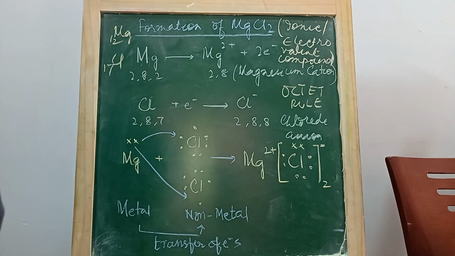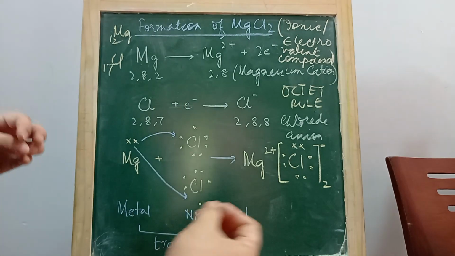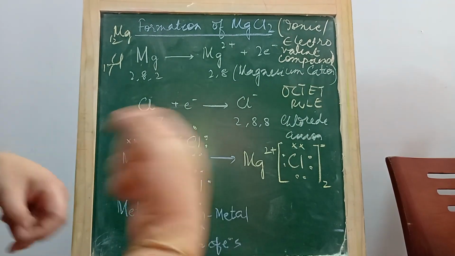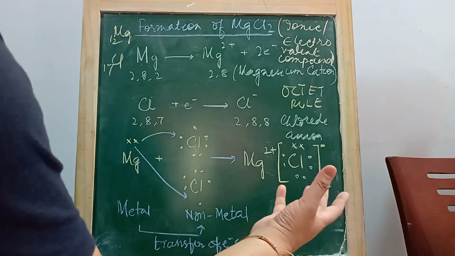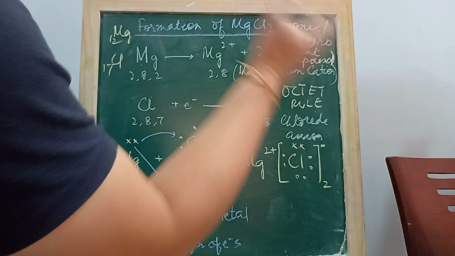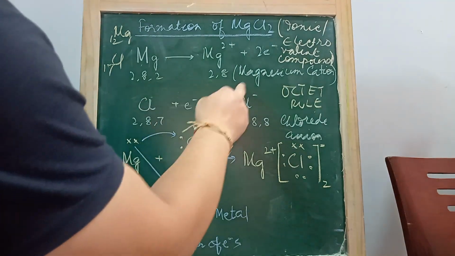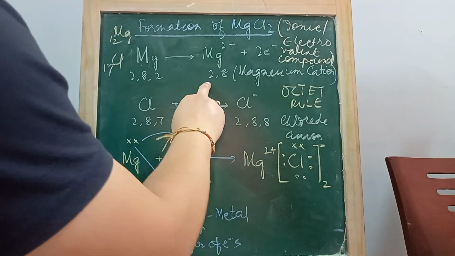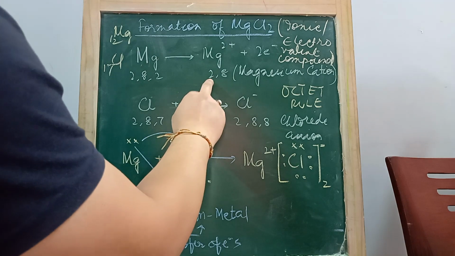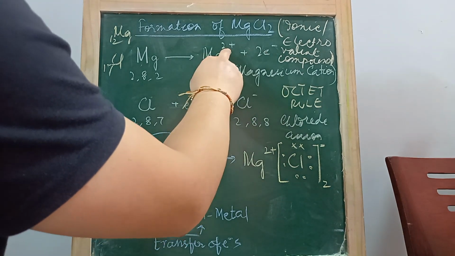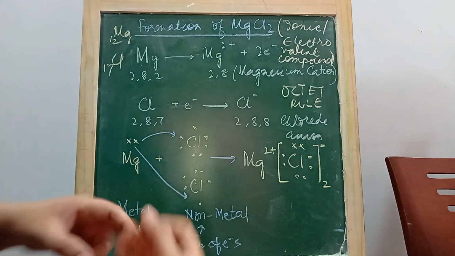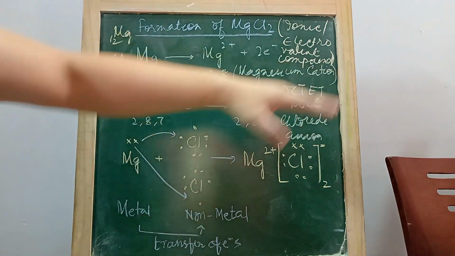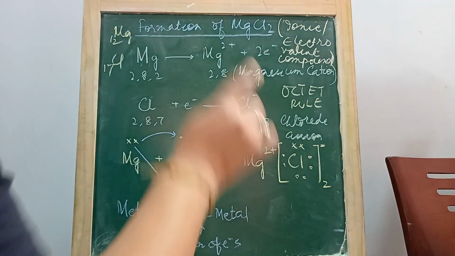So what does nature follow? Nature always does things where there is less expense of energy, where it takes less energy. So instead of taking 6 electrons, it's better to give away 2 electrons. So 2 electrons are given away, and the configuration becomes 2,8. And what about the charge? It will become a positively charged species. We call it a cation. So it becomes a magnesium cation carrying two positive charges.